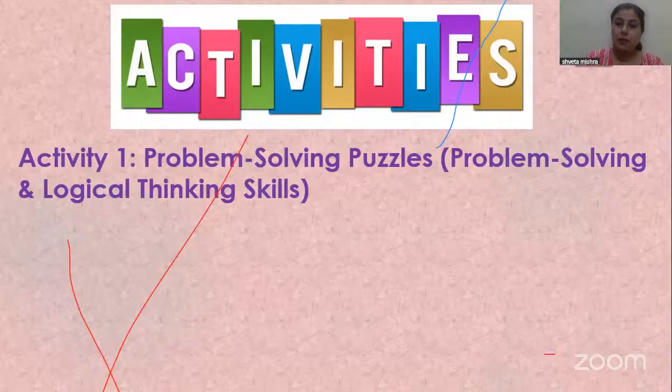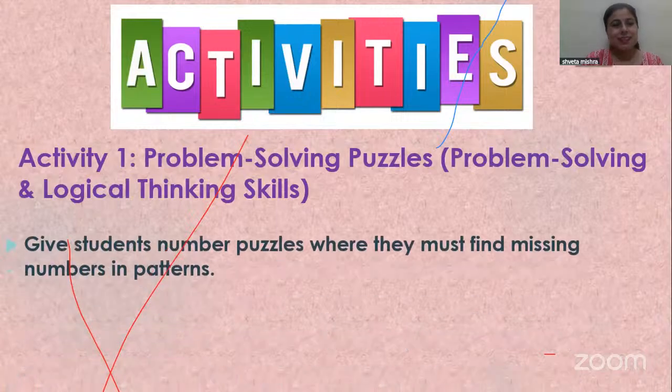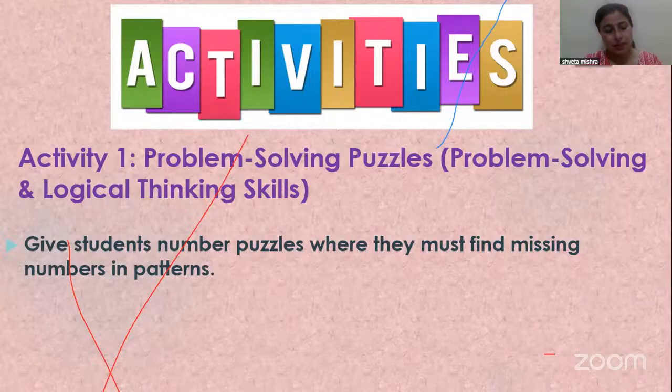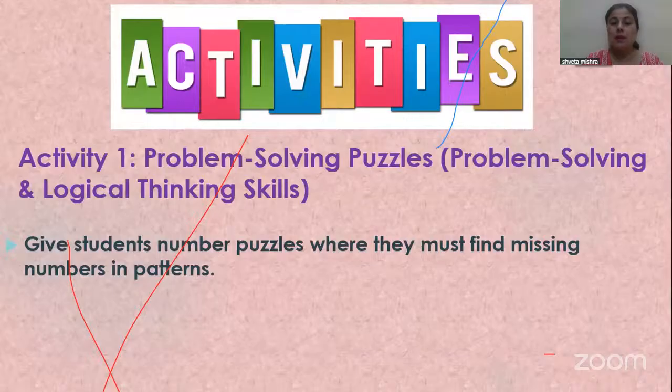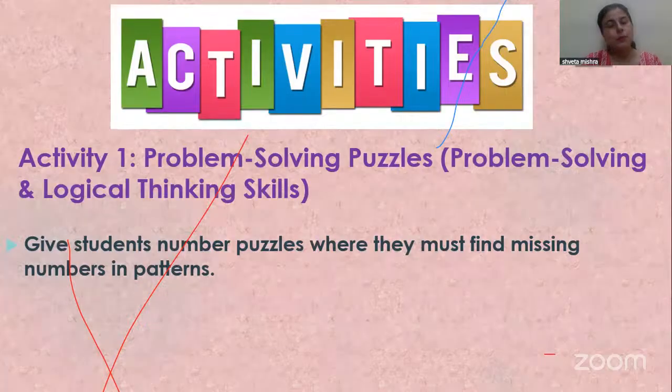If the child is on the right path, it will happen only when we, as teachers, develop in the child problem-solving and logical thinking skills. So how? Give students number puzzles where they must find the missing numbers in a pattern. It sounds very easy, missing numbers in number patterns, but there are many challenging number patterns available in many books, and some brain teasers are also present online. Find out those interesting number patterns and give them to the children to solve.